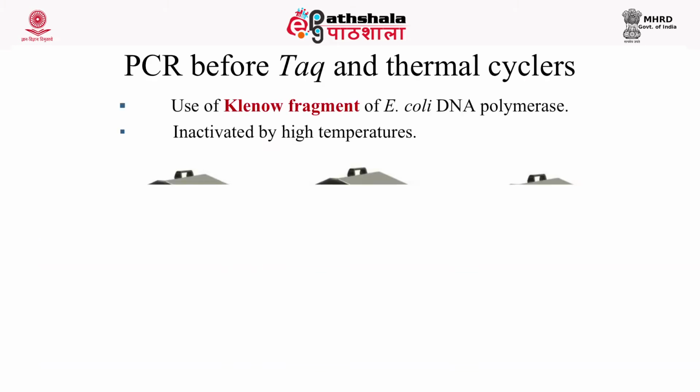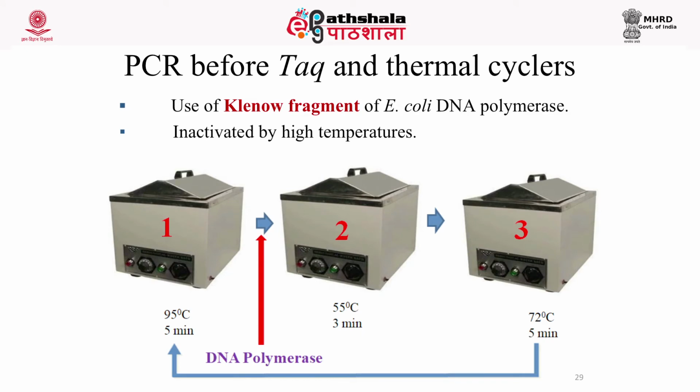As you can see in this picture, there are 3 water baths maintaining different temperatures because at that time the thermal cycler was also not available. Also, the DNA polymerase was thermolabile, that is, once the 95 degrees centigrade denaturation step was achieved, the DNA polymerase would degrade. Therefore, after denaturation in each cycle, DNA polymerase had to be supplemented afresh.